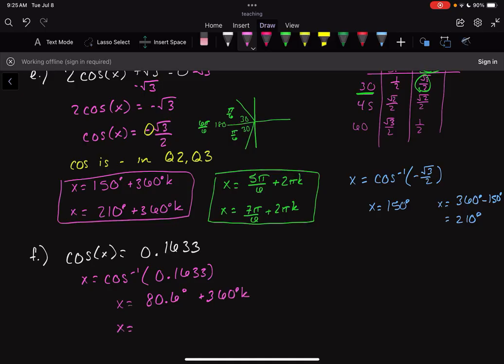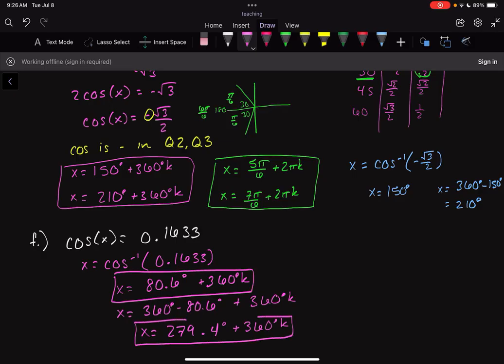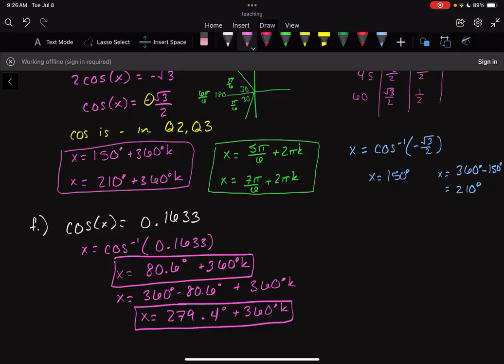And then for my second answer, I would do 360 minus 80.6, and then I still need to add in the 360k. So let me go ahead and get that. So it'd be 279.4. I'm just doing one decimal place, plus 360k. So my answers for this one are 80.6 and 279.4. Now it should make sense to you that since this was positive, we ended up with something in quadrant 1 and something in quadrant 4.